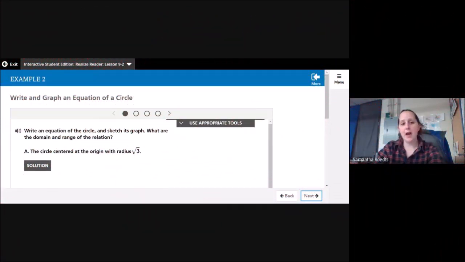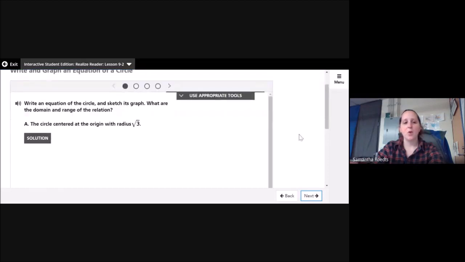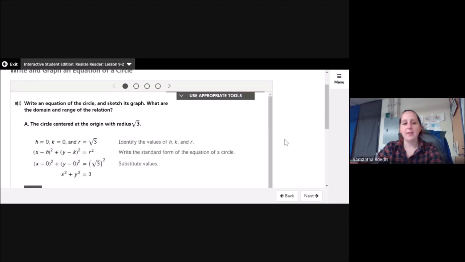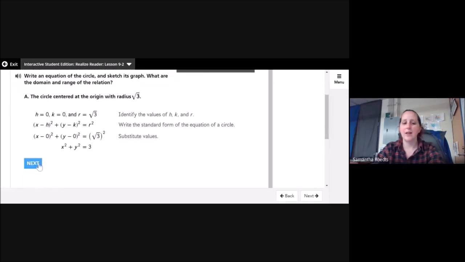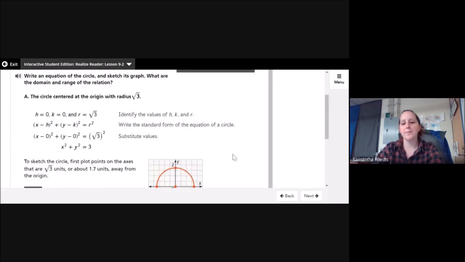Example 2, write and graph an equation of a circle. Write an equation of the circle and sketch its graph. What are the domain and range of the relation? The circle is centered at the origin with radius the square root of 3. So at this point, origin, remember h equals 0, k equals 0, and r equals the square root of 3. I can set it up into my formula, so I get x squared plus y squared equals 3. Remember, the square root of 3 squared just gives me 3, and then I get rid of that pesky square root sign.